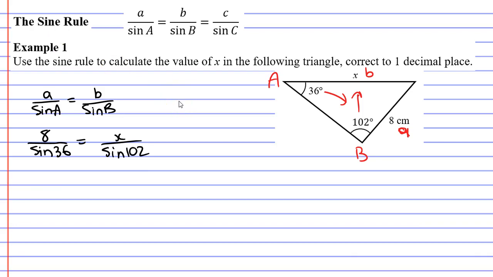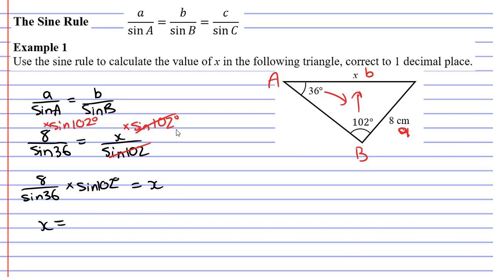And our next step is to multiply by sine 102 degrees. We need to do it to both sides, and that allows us to cancel the sine 102 degrees underneath the X there. So our next line will look like this: 8 over sine 36 times sine 102 degrees equals X. So whatever solution we get there will give us the length of X.